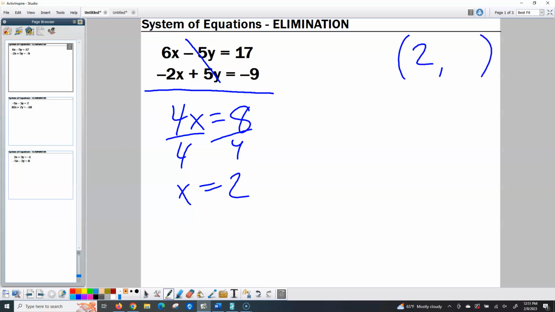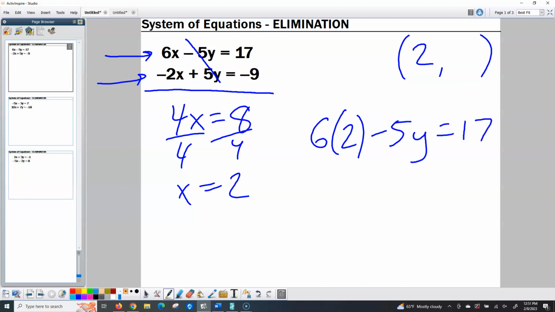Once again, all these answers with systems of equations are in an ordered pair. It's going to be where those graphs cross each other, where they intersect. So this is a graph and this is a graph, and we're looking for the point of intersection, the solution for both of those. So I've got x equals 2, and I'm going to punch that back into one of those. I'm going to do the top one. So I've got 6 times 2 minus 5y equals 17. That's 12 minus 5y equals 17.